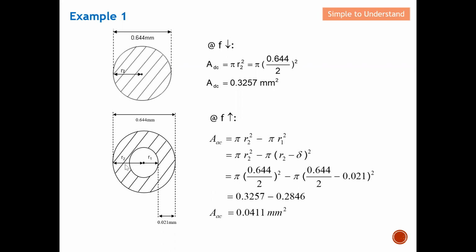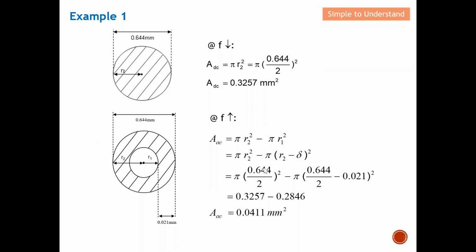Let's take a look over here. From here to here is what we call the skin depth, and from here to here is R1. How can we find R1? It is simply R2 minus the skin depth. Do you agree? Subtracting the skin depth from R2, I will be able to find R1. So this is how I rewrite the equation here: R1 is simply R2 minus the skin depth.